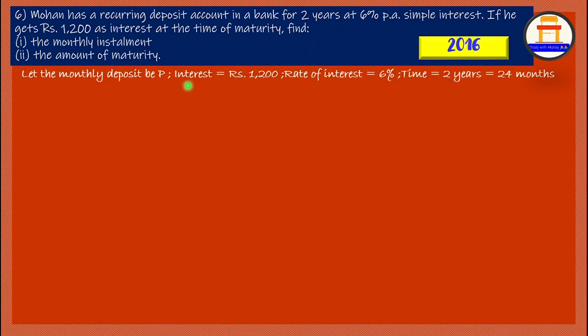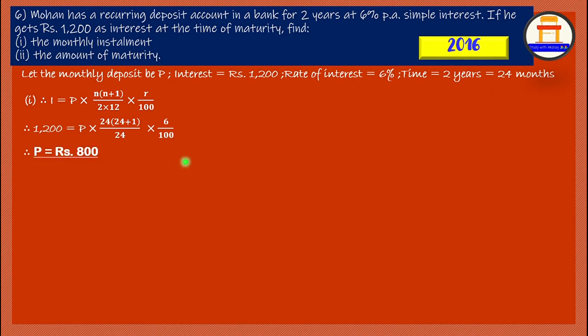They have given us that we have to first find out the principal. They have given us interest as 1,200 and rate of interest as 6%. Time is 2 years, that is nothing but 24 months, similar to the previous one, right? So we know this formula. Let's substitute accordingly. Upon substituting, we get this equation basically. Upon simplifying, we get principal as 800 rupees. That is our monthly installment.